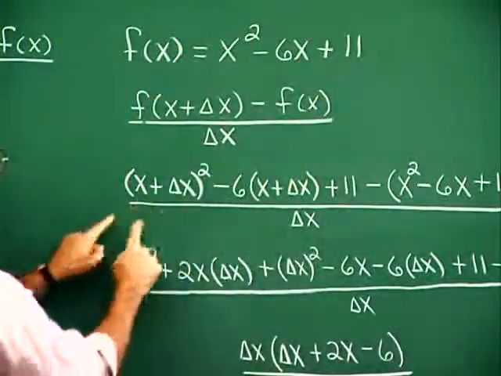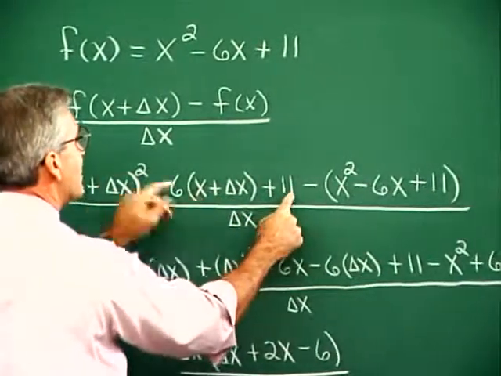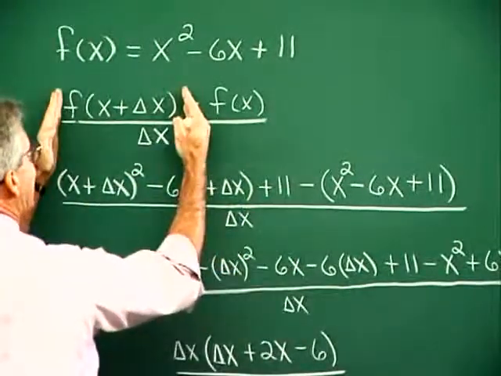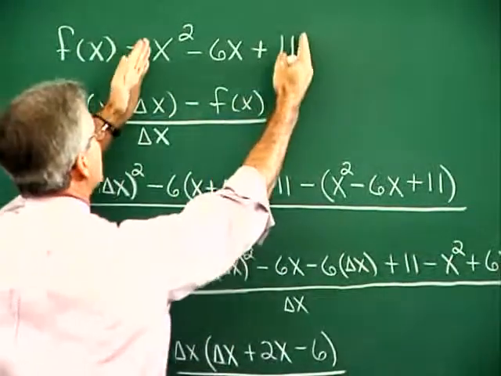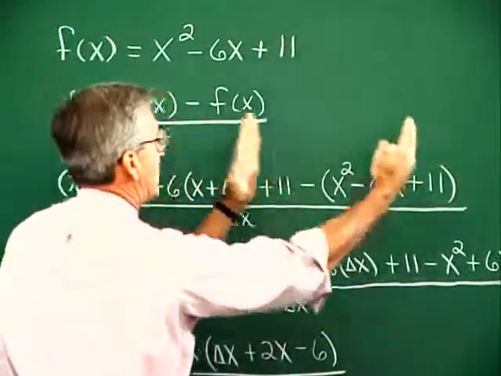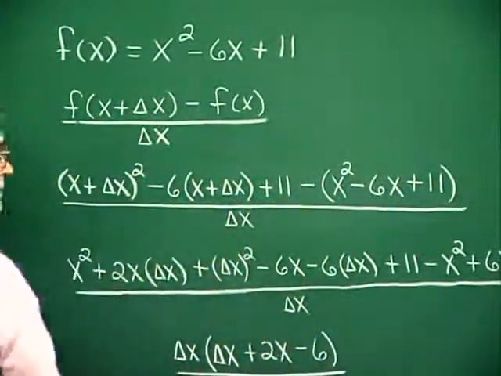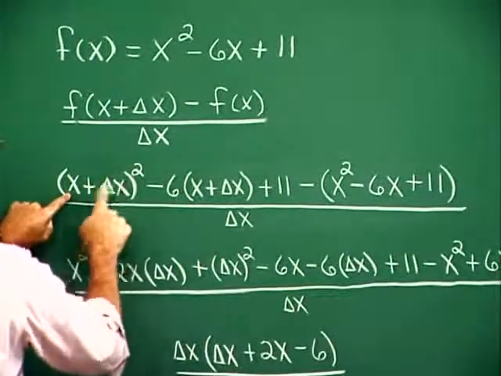All right, let's go down here. Binomial squared minus 6 times binomial plus 11. All right, this is that. Okay, now minus f of x means minus this, so minus x squared minus 6x plus 11. All right, and then bring down delta x for the denominator. Let's expand further. We have x plus delta x squared.